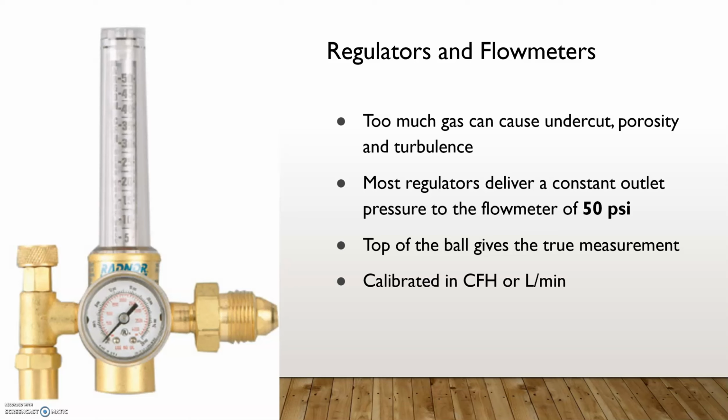Page 19, regulators and flow meters are used to transfer gases to the weld area. Too much gas causes undercut and turbulence, which allows atmosphere into the weld area. When using a flow meter, the top of the ball gives the true measurement. Your flow rates for TIG welding are 15 to 25 cubic feet per hour.